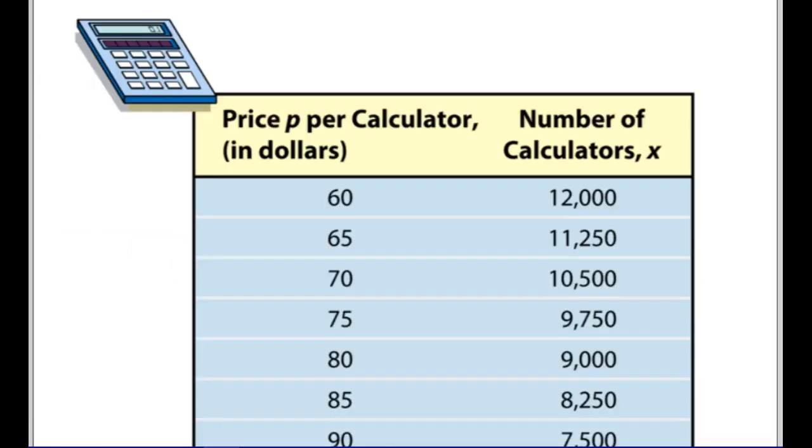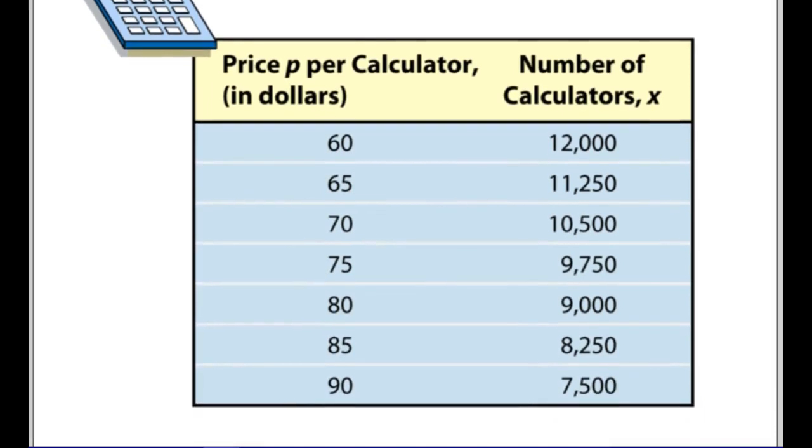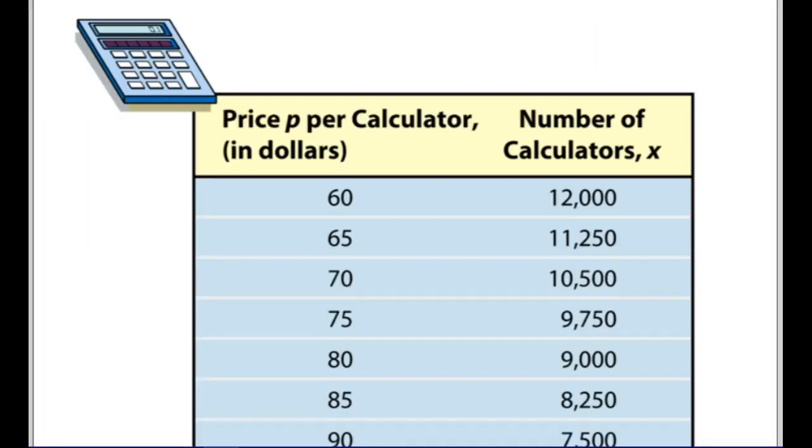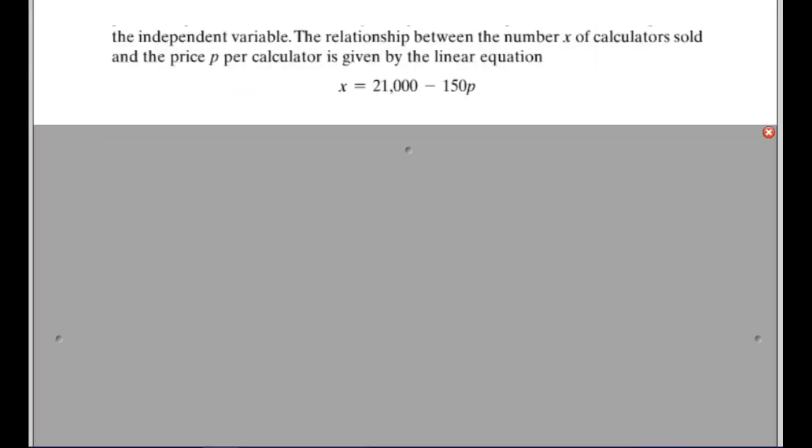So here's just a table of values that we're going to use in this first example, and we're looking at the price per calculator and the number of calculators purchased. So this is some information coming from TI, Texas Instruments, on just some of the money and how they sell their calculators. Okay, so my relationship between the number of calculators I sell and the price is given by this linear equation. And we can find that by using these points and finding the line between them.